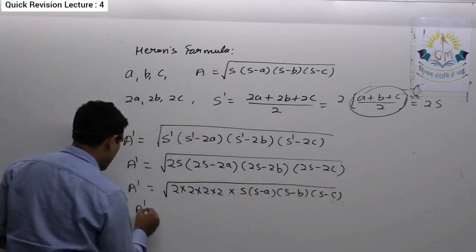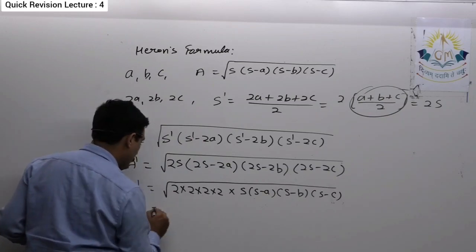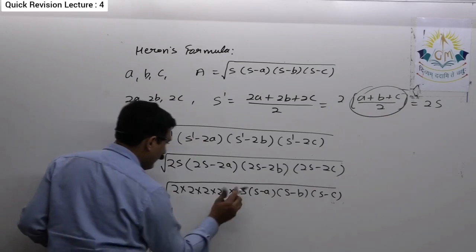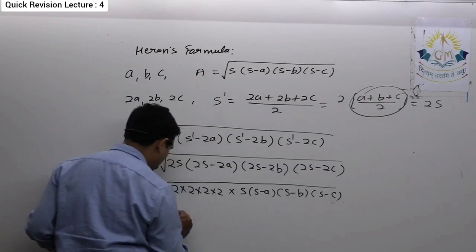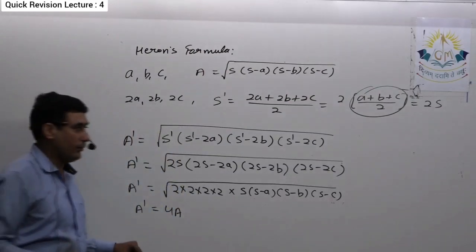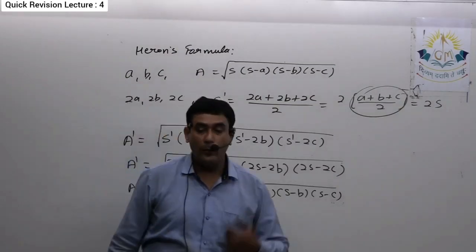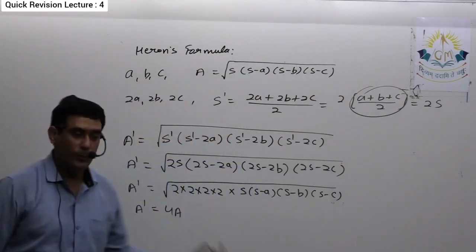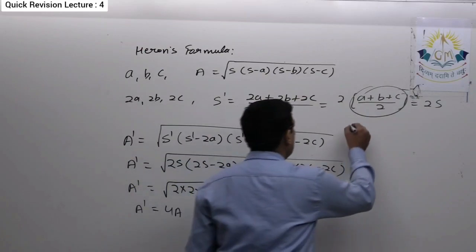Okay, so A dash is equal to, now this is 16, that is 4, and you can see this S minus A can be replaced by A. So new area is equal to 4 times. So if they are asking by how many times the new area will be, the answer will be 4.